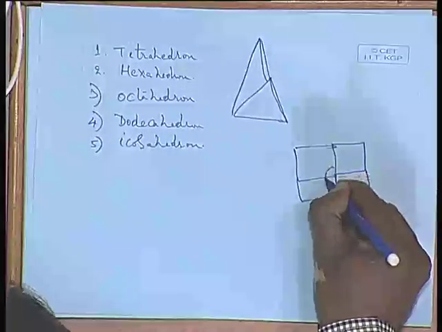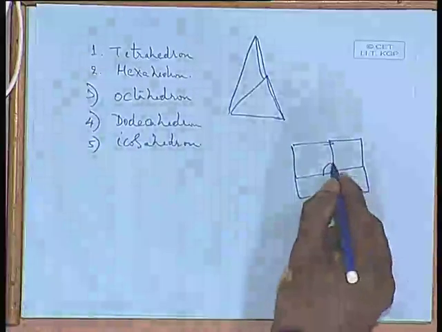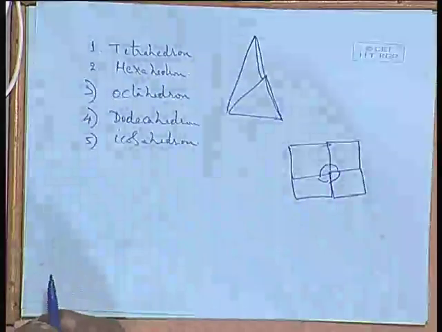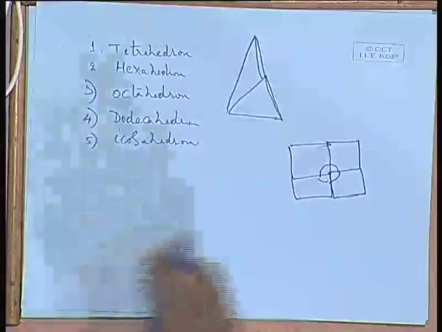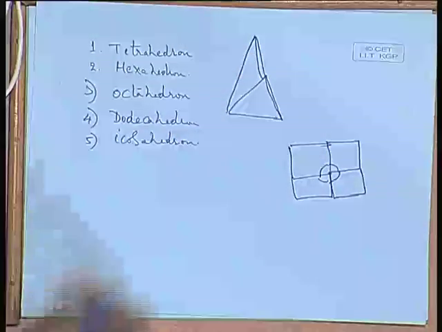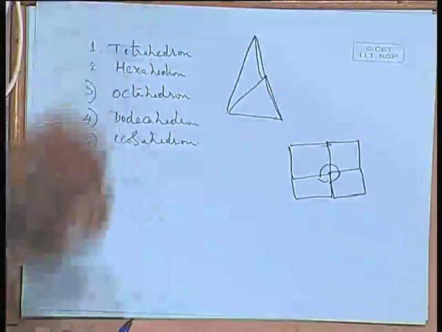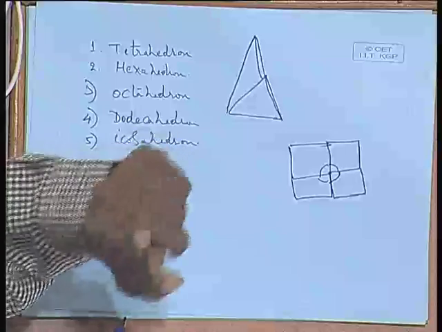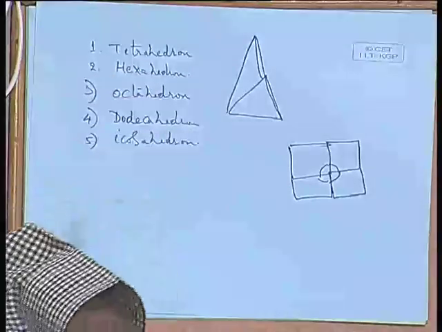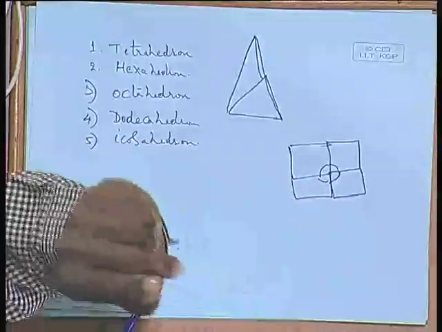And what is the angle at any corner of a square? 90 degrees. So, you take these 4 squares and what do you get? You get 360. And so, if you take 4 squares and put them together, what you get is a plane. You cannot get a solid. But the beauty of a cube is that in a cube at any corner, how many squares are meeting? 3. The moment 4 squares meet at a corner, at any point, it cannot become a solid. It has to become only a plane.